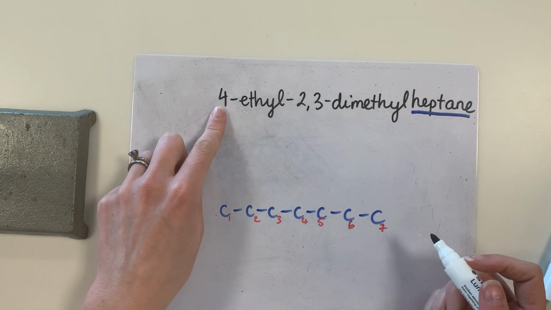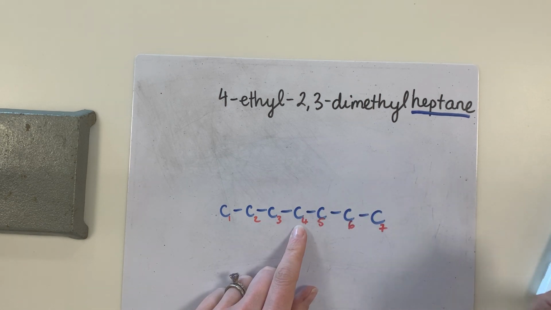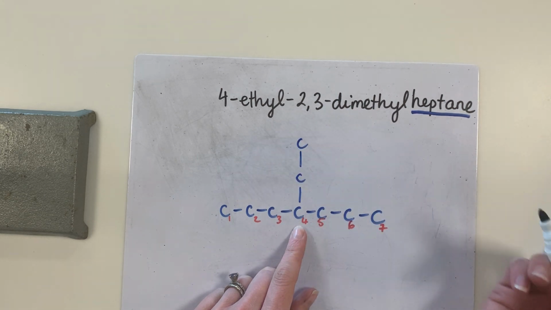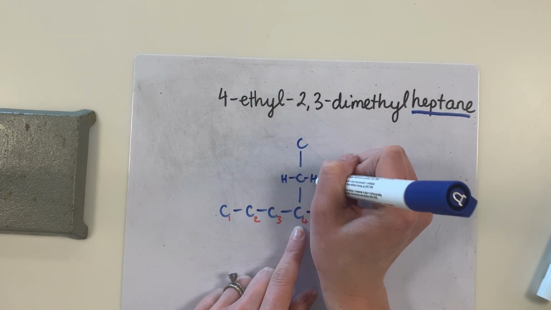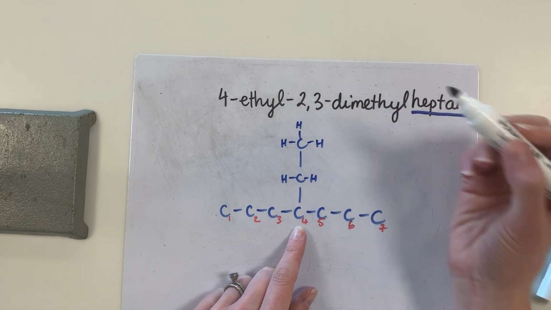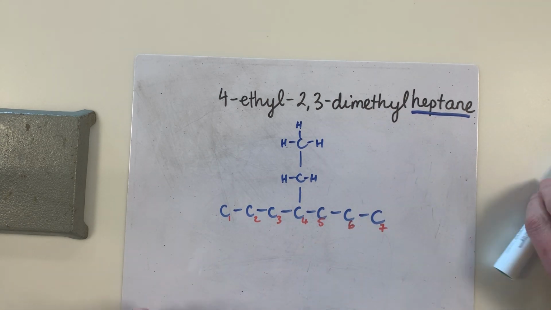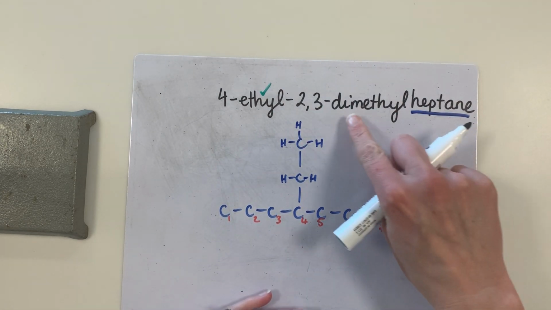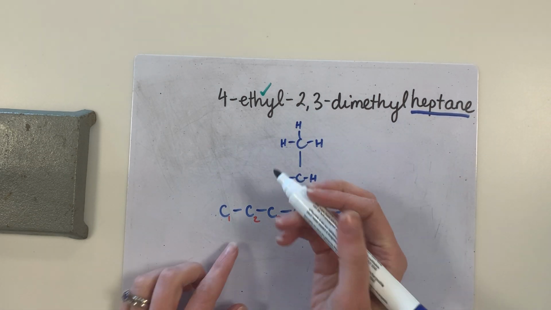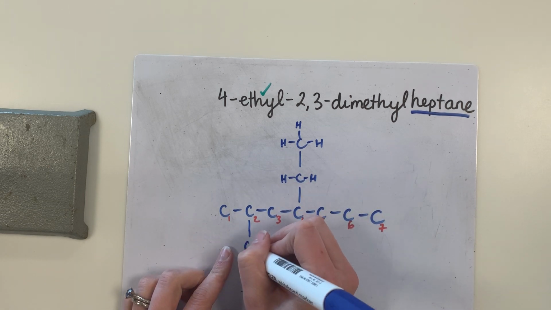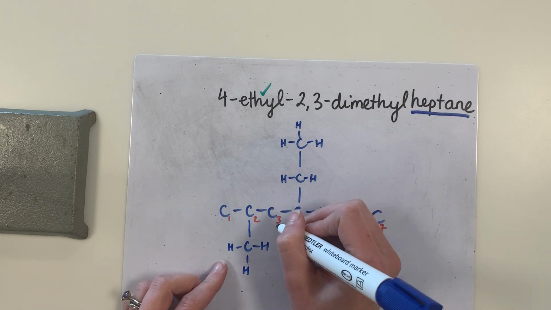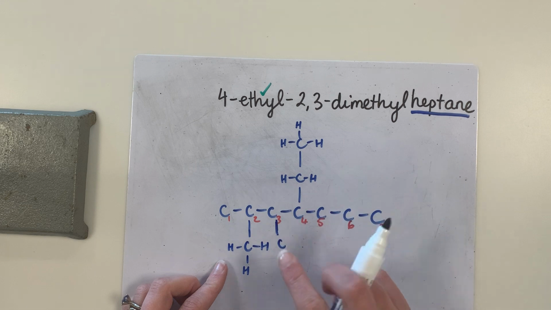So on position number 4, and you can do it above or below, it doesn't matter, we do our ethyl. So that means it's a 2 carbon chain. And then dimethyl, we've got 2 methyl groups at positions 2 and 3. So we have a methyl group here. And we have one here. It's going to be a little bit squeezy. Very squeezy.